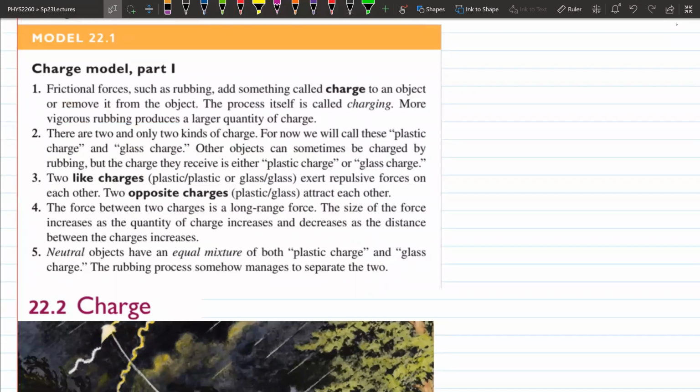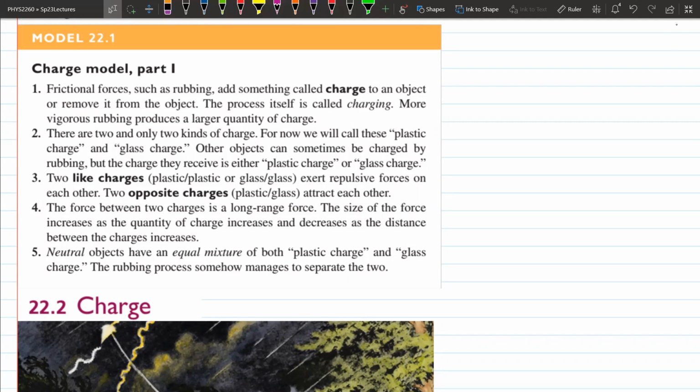So the charge model is that if we apply friction, which means me rubbing those plastic rods, somehow it adds something that we're just going to call a charge. It's just a name. We could have called it, I don't know, Jamba Juice or something. We added Jamba Juice to our rod. So you add something called charge to an object, or remove charge from the object. This process is called charging. And the longer you rub the thing, the more charge it develops.